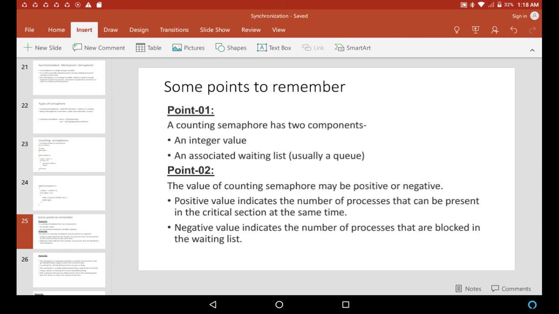So I have mentioned some important points to remember about counting semaphores. Point 1 is, what are the components of structure semaphore? Now it can have positive or negative value. Positive value indicates the number of processes that can be present in the critical section, and negative value indicates the number of processes in the block list or the waiting list.